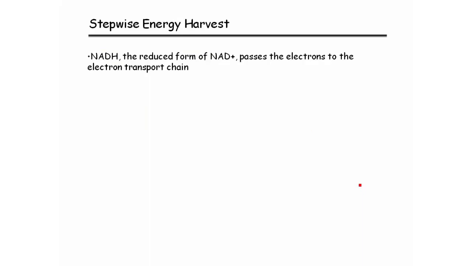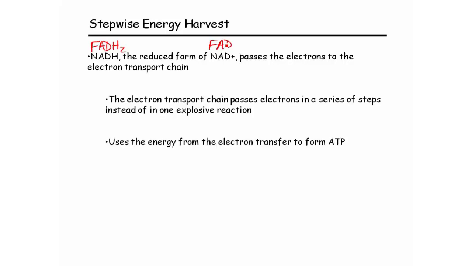So NADH, the reduced form of NAD+, will pass the electrons to an electron transport chain. Now FADH2, which is the reduced form of FAD, will be doing essentially the exact same thing as well. The electron transport chain is an assembly line of molecules that will pass the electrons one by one to each other, and eventually at the very end of the electron transport chain we will have the oxygen gas that gathers those electrons.